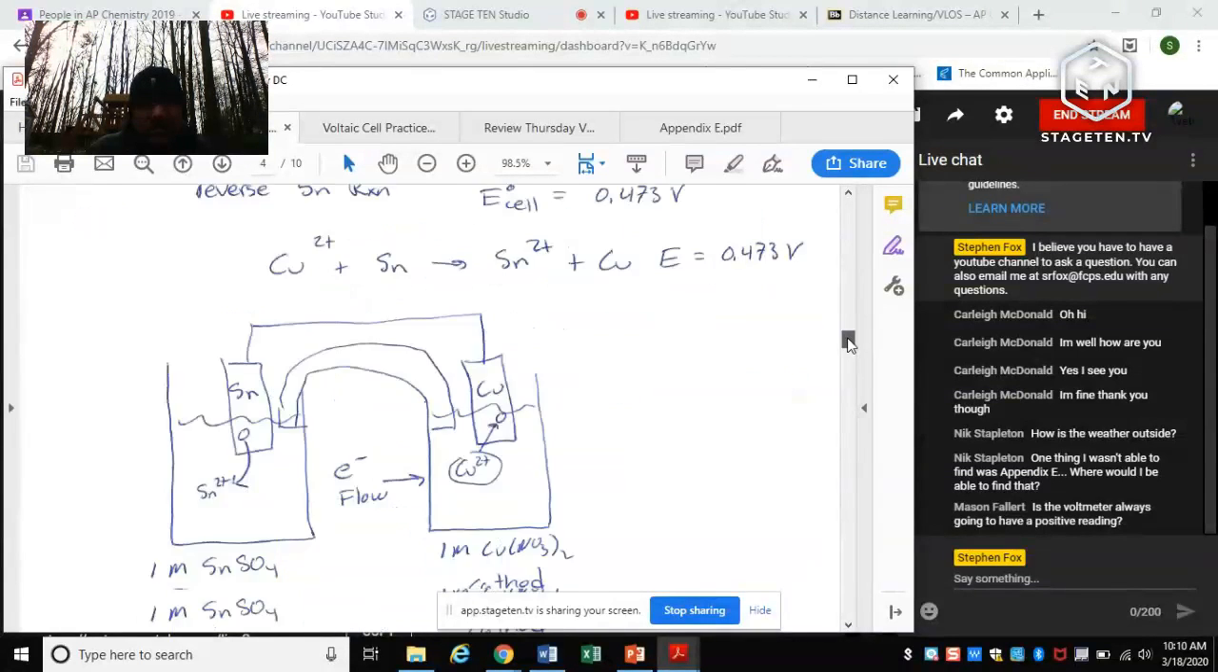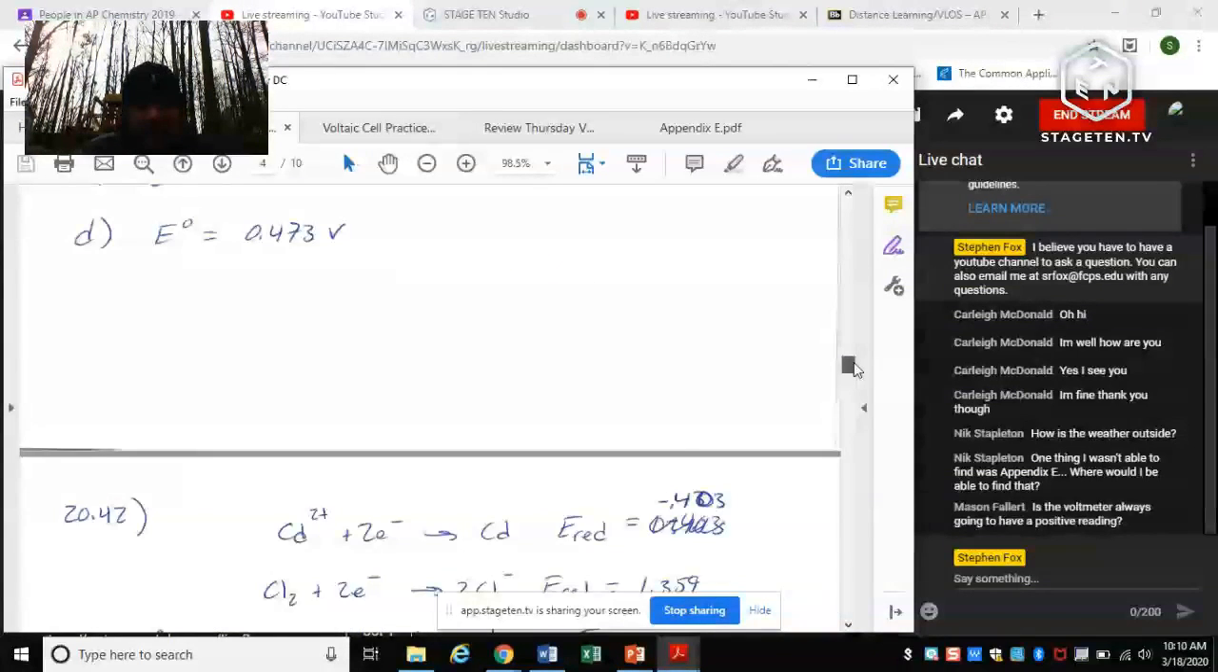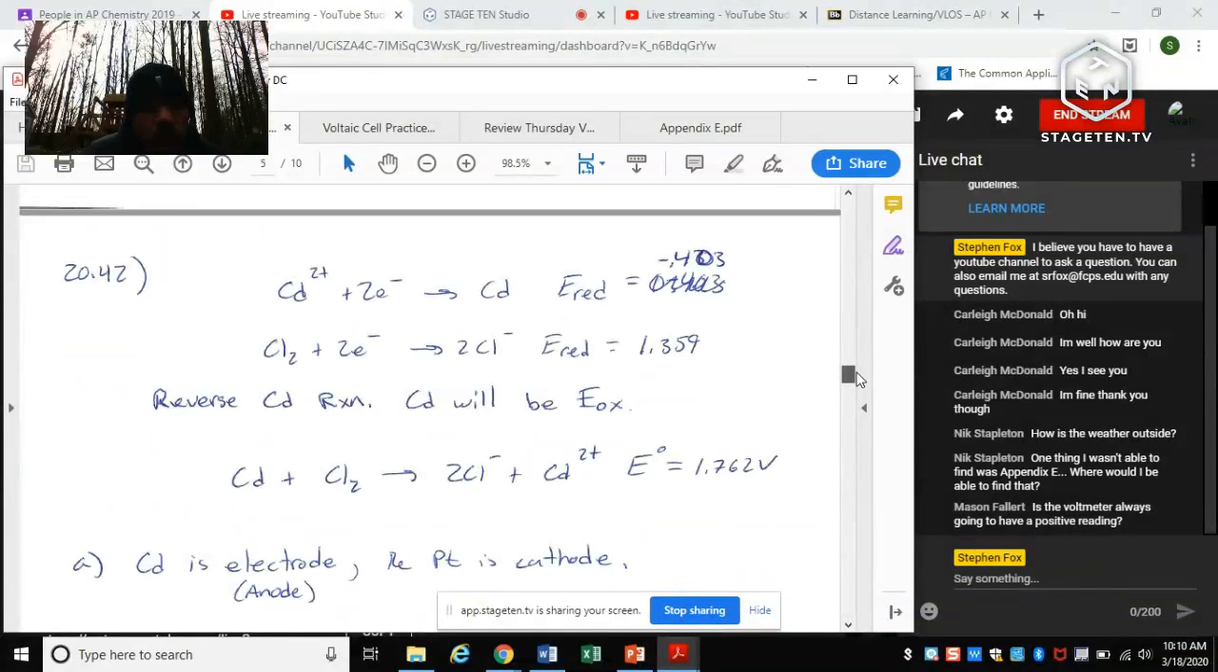Okay, so. All right. So when you're just trying to figure out what the redox reaction is going to be, if you look at 20.42, again, you're looking for the lowest reduction potential.